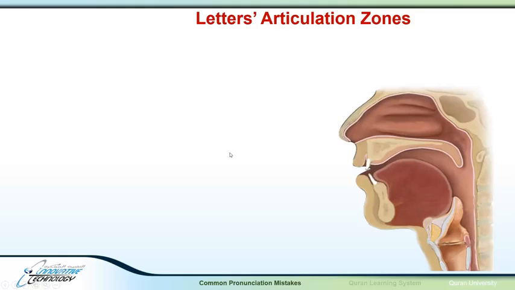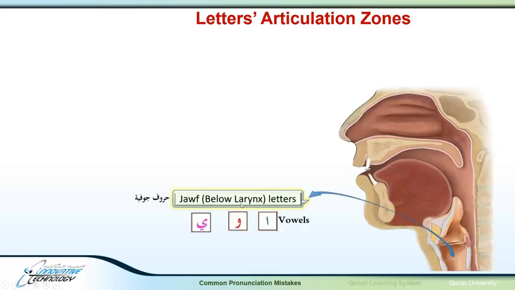Before we proceed to discussing the mistakes of pronunciation, let's revise what we have learned in a previous lesson on the articulation zones, where we mentioned that letters are grouped into categories based on their articulation zones. The first group of letters comes from the larynx, and we call it the laryngeal or below larynx or jawf letters, and basically those are the vowels, al-huruf al-jawfiyya.